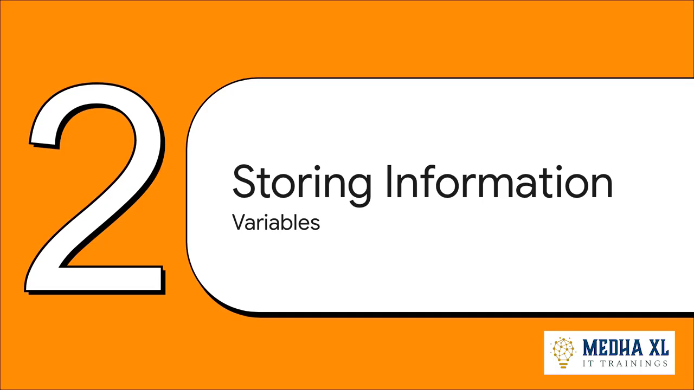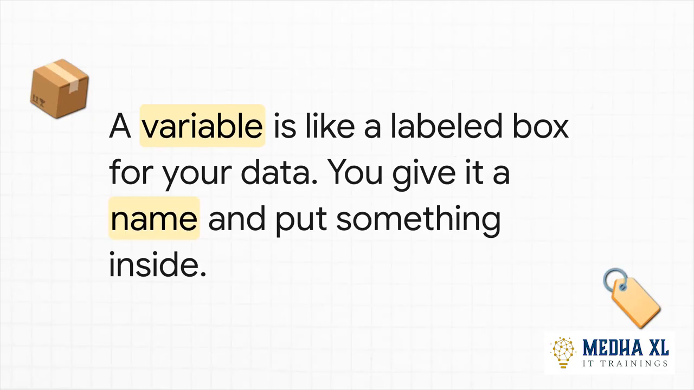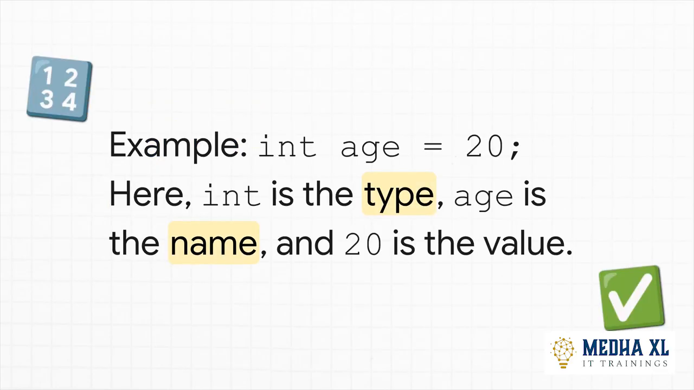Okay, so we've got this idea of grammar down. Let's look at how we actually use those rules to do something useful, like storing information. To do anything meaningful in C, you need a place to put your data, and that place is called a variable. Honestly, the best way to picture it is just as a labeled box. You give the box a name, and then you put something inside it. Let's break this line of code down. That first word, int, tells the computer what kind of data is going in the box. In this case, an integer, which is just a whole number. Age is the label we're putting on the box. And 20, well, that's the value we're placing inside.